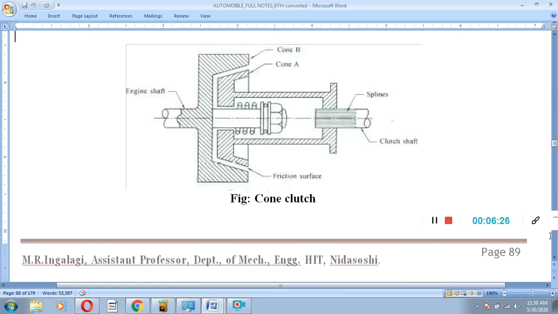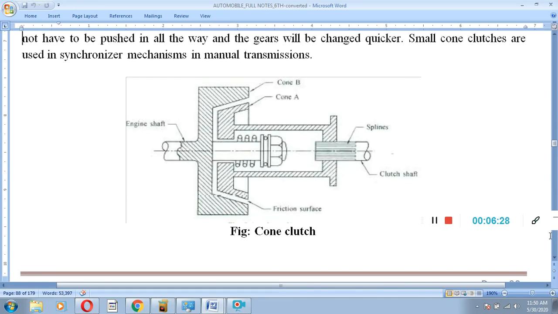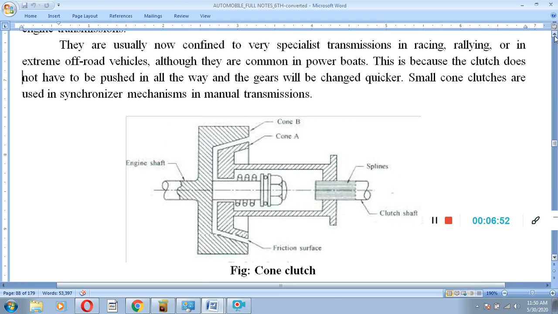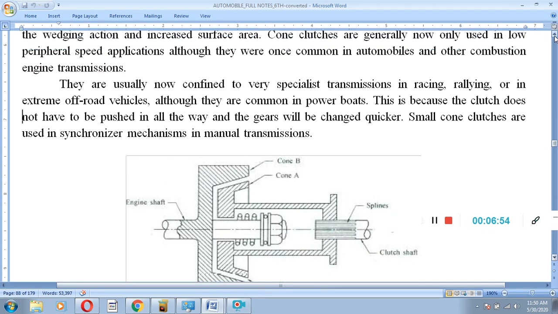Now the next one is the cone clutch. This is the diagram for the cone clutch, and here you have different parts of the cone clutch. First is the engine shaft, then cone A, cone B, two cones, the splines, and the clutch shaft. Okay, this is the diagram for the cone clutch. Now how does it work?